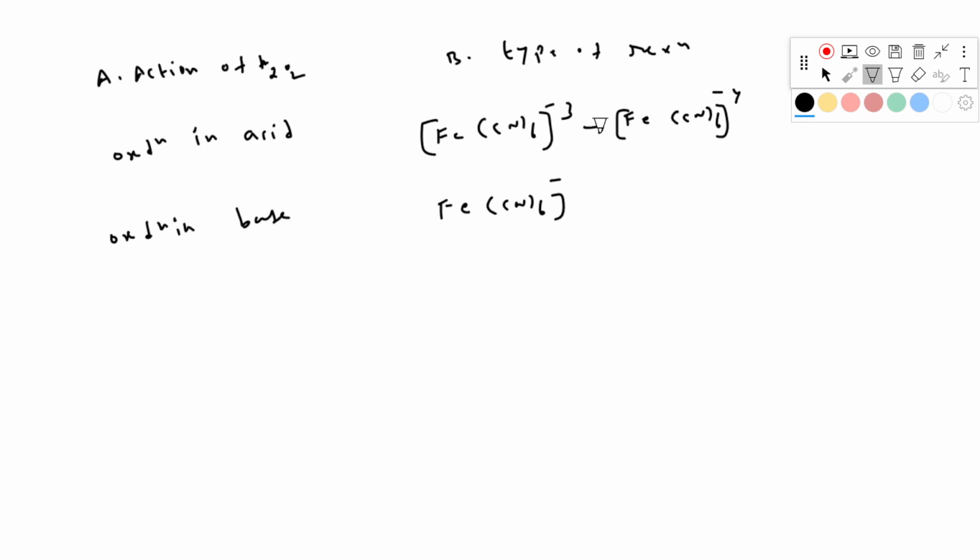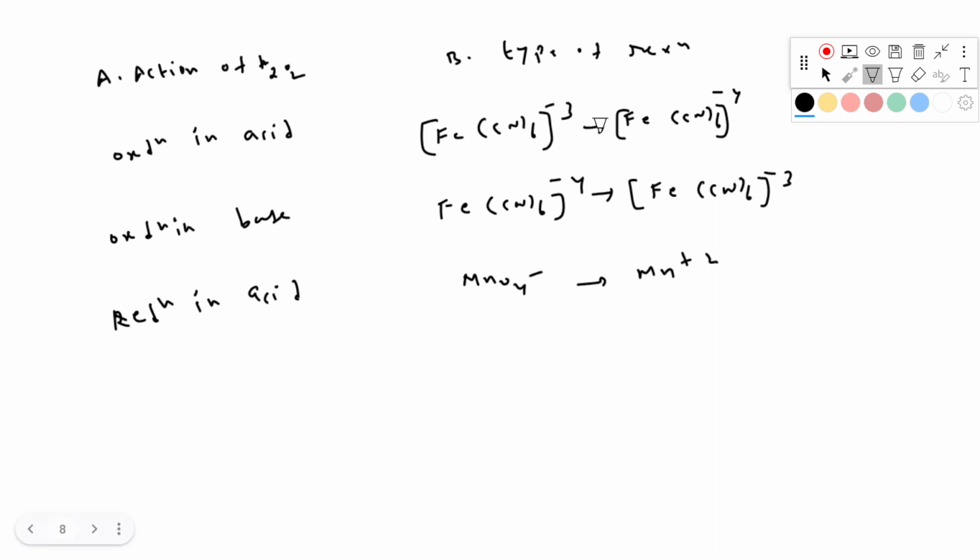FeCN6 4- to FeCN6 3-. Okay. Next option, third one, reduction in acid. Reduction in acid: MnO4- to Mn2+. Last one, reduction in base. Reduction in base. Mn2+ to Mn4+.